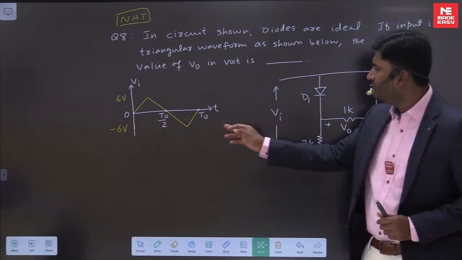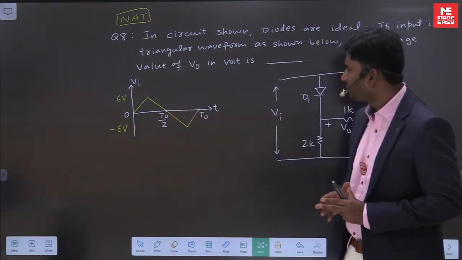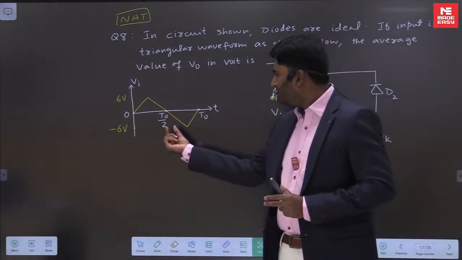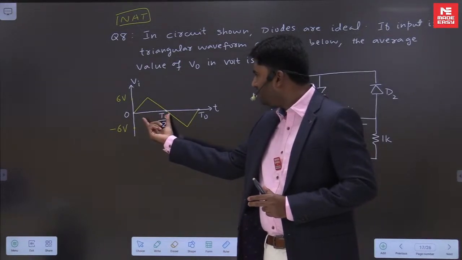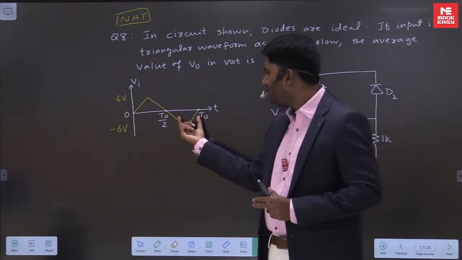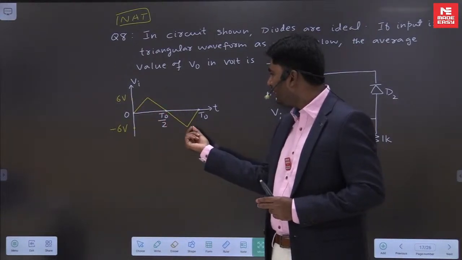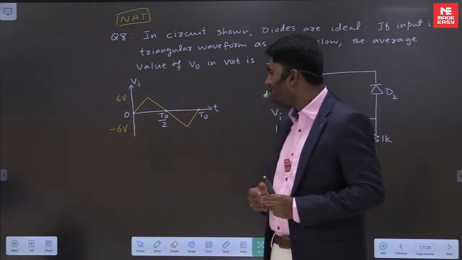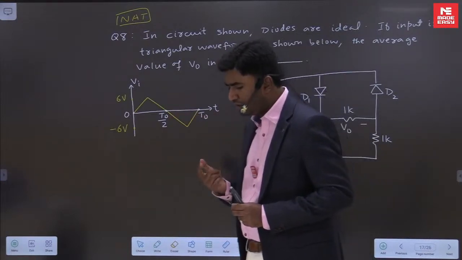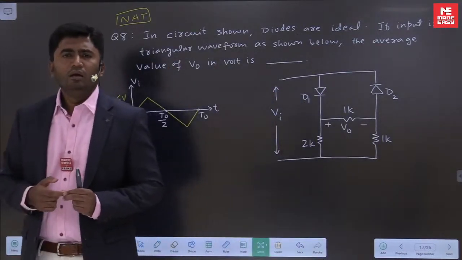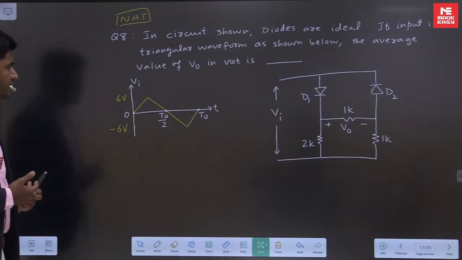It varies between +6 and -6. And this interval is half time period. This interval is also half time period. Positive cycle is for half time period and negative cycle also for half time period. It's a triangular waveform. Let us solve this question.